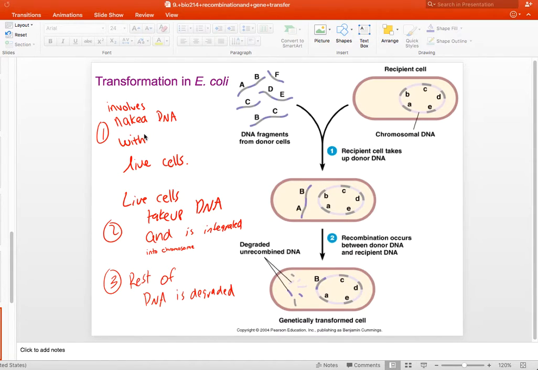Transformation, naked DNA with cells. You have this naked DNA right here. It'll be broken up. Some will go in, the rest will be gone.